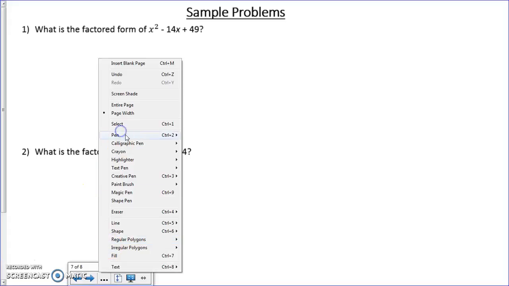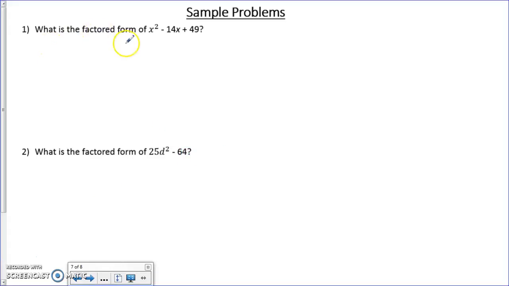Now let's do a few together. What is the factored form of x squared minus 14x plus 49? First thing you've got to look at is how many terms are here. We have 3 terms, so it's definitely not difference of squares. We're going to look at if it's the other one.